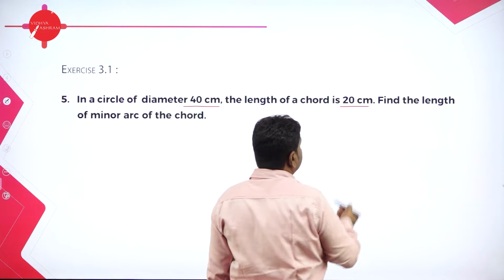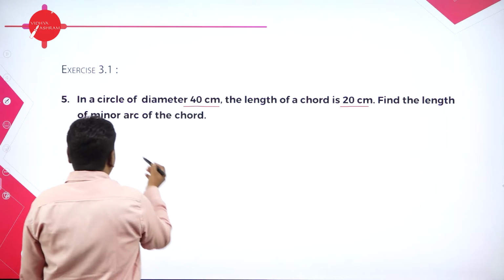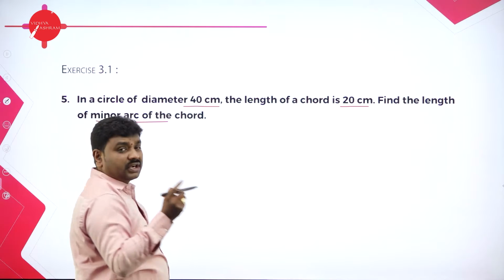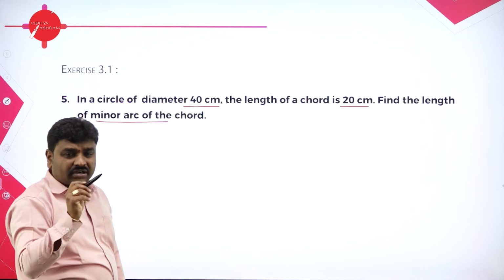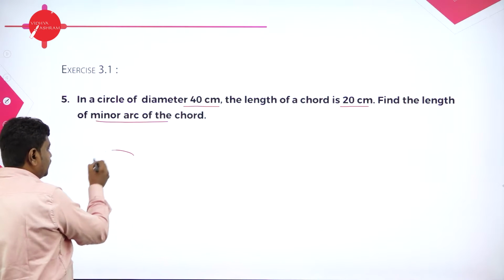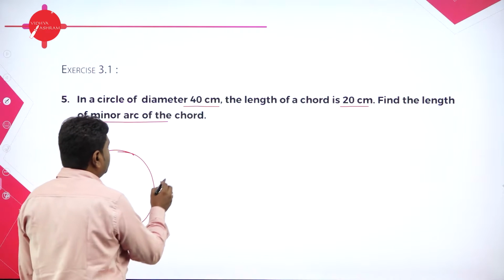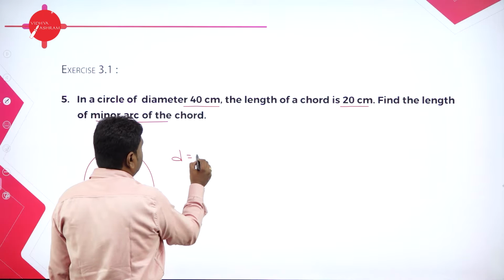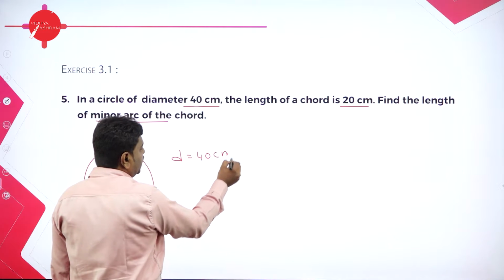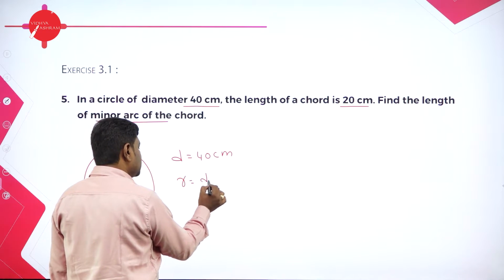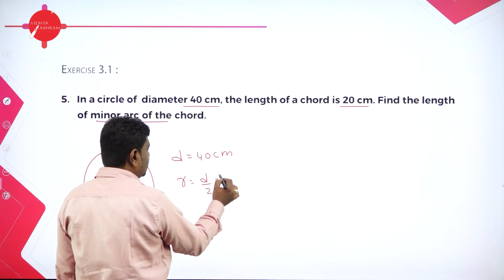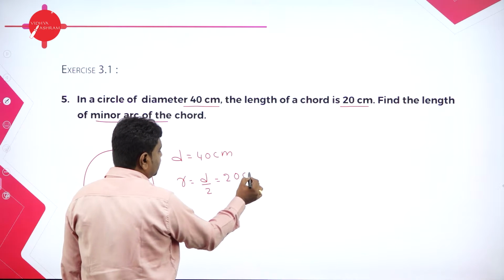Then we have: in a circle of diameter 40 centimeter, the length of the chord is 20 centimeter, and find the length of the minor arc of the chord. They want the length of the minor arc of the chord. So first I'll draw a circle. They told the diameter of the circle is 40 centimeter. If you know the diameter, what is the radius? All of you know radius is half of diameter, that is 40 by 2, which gives you 20 centimeter.